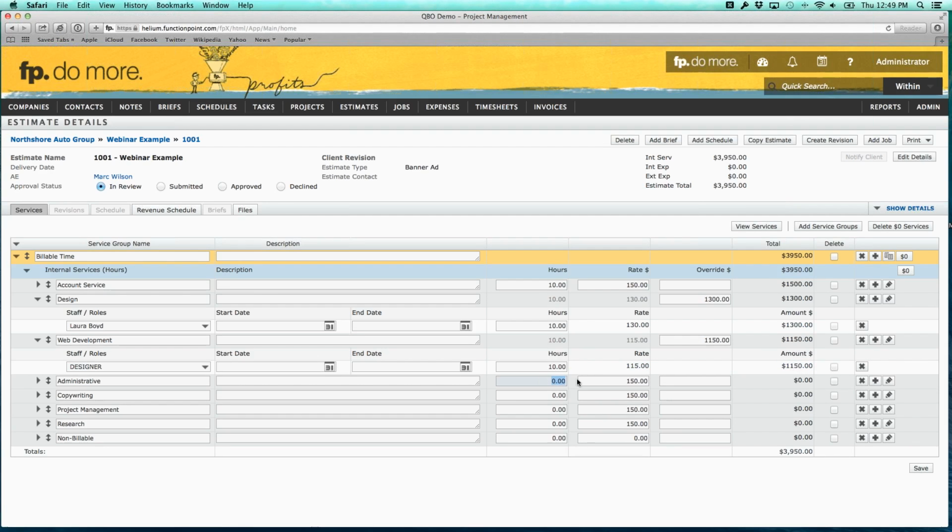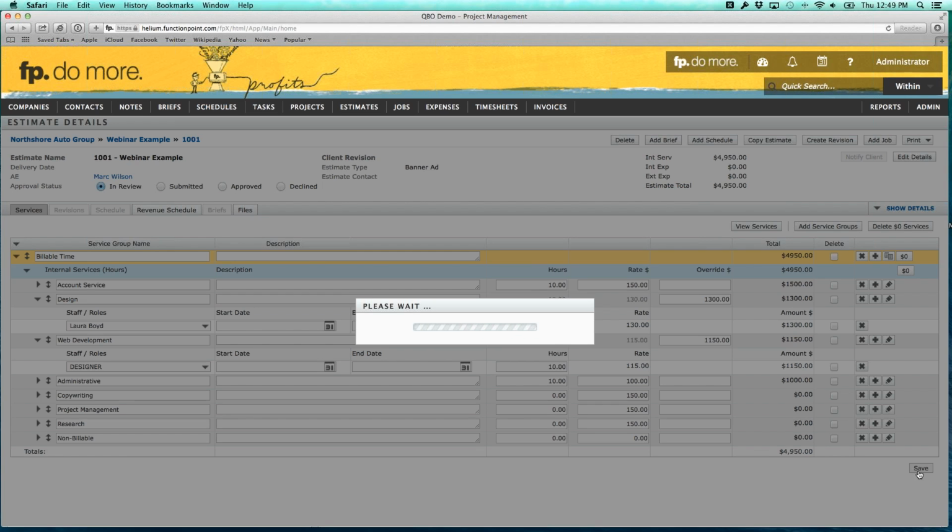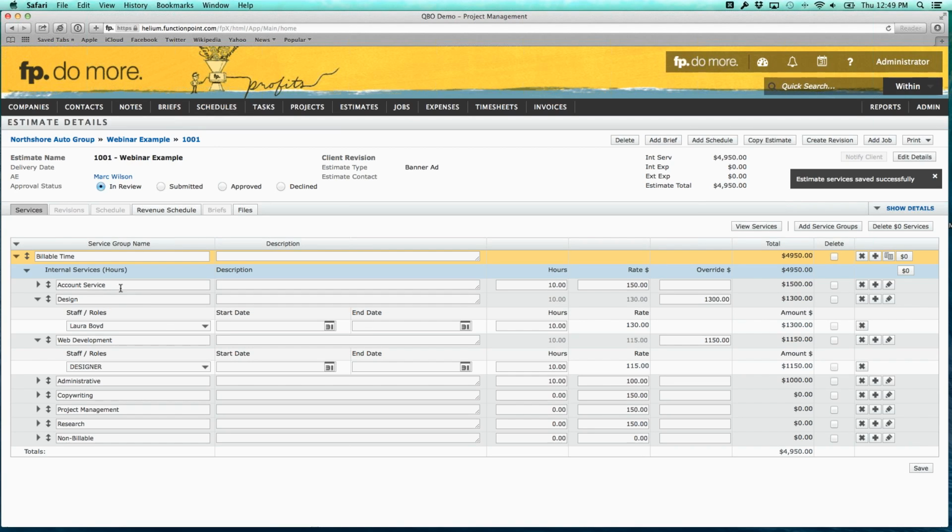If I do, let's give one other example. Let's say I put 10 hours here, but I'm having a conversation with the client and I tell them, you know what, for admin time for this job, I'm only going to charge you 100 even. Now, what would happen if I were to put in a timesheet for each of these services? So I have account service, design, web development, and administrative.